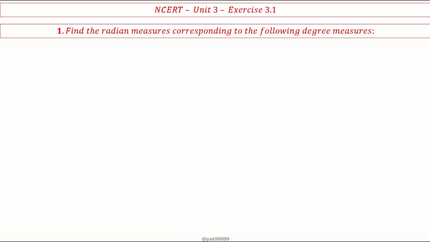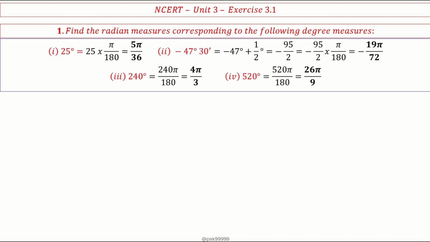Okay, let's get into the basic questions on these angles from the NCERT exercise 3.1. I will not go through all the questions. Okay, only the first and just the important questions. Okay, first one is: find the radian measures corresponding to the following degree measures. Okay, 25 degrees is given.